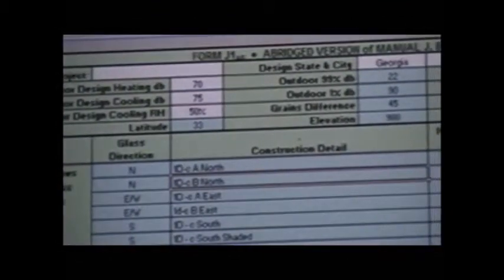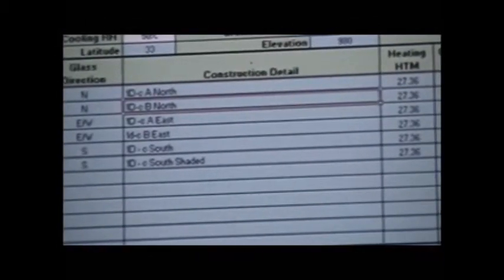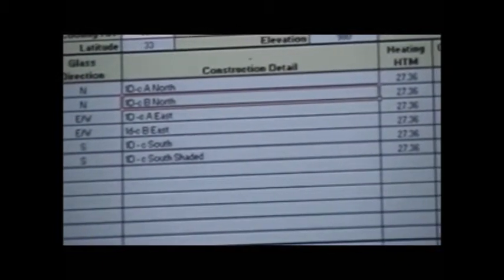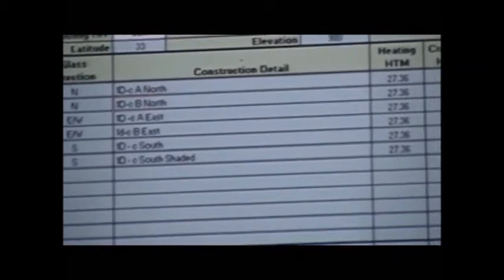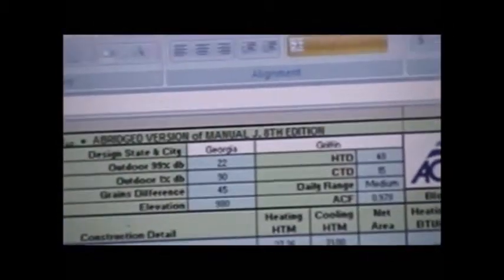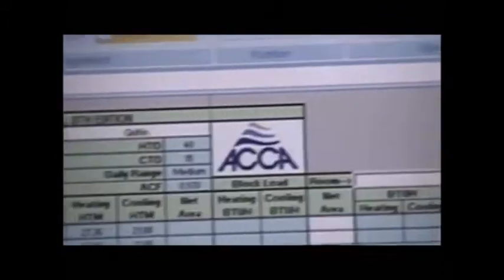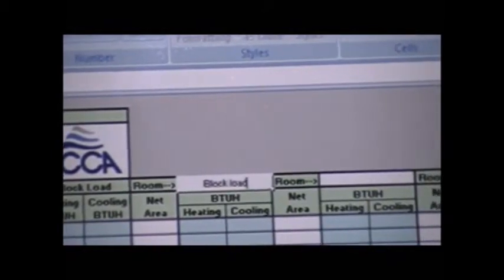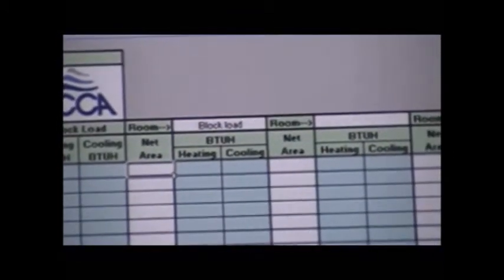Okay. Let's go back to our J1 right here. Notice that some of our information is already being populated on the J1 spreadsheet. Now, we're going to be doing the block load, which means the entire structure, which is what the equipment is going to be designed for. Okay, we're going to call this the block load.